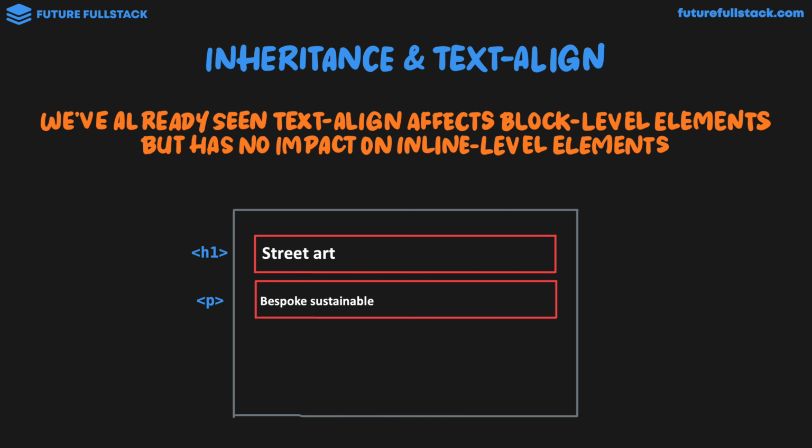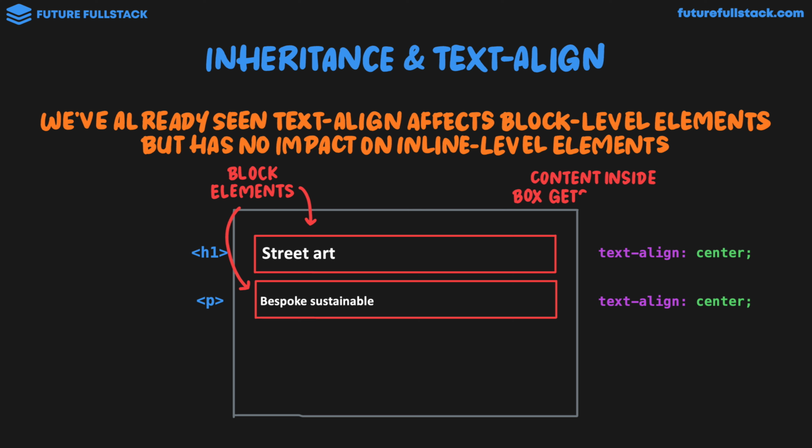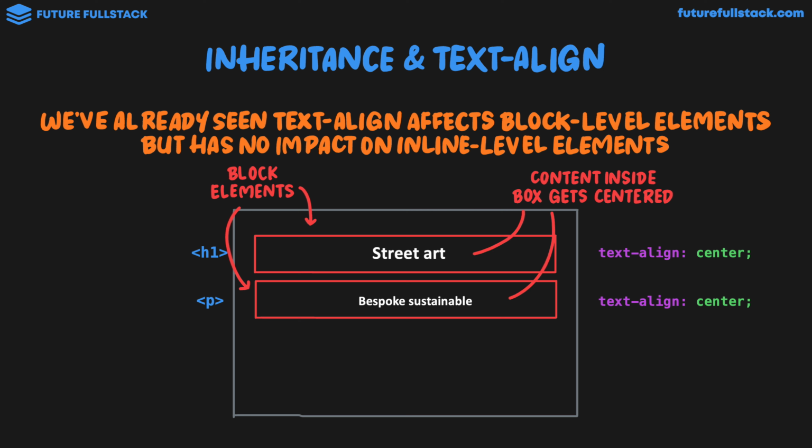Headings and paragraphs are block elements, which means they take up the full width of the page. If we were to apply text align center onto the heading and paragraph, the content inside the box gets centered. So our text will display like this. And this is because there's space to move within the box of the heading and paragraph.